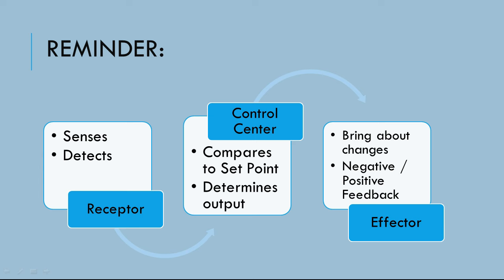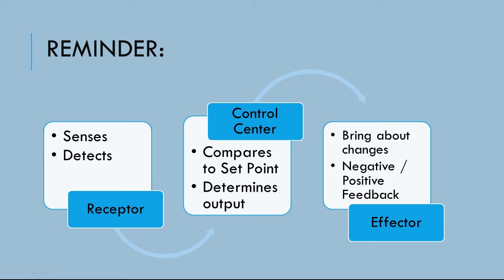Real quick, for example, if I think about the optic nerve in my eye, it would be sensitive to light. The control center would be my brain that says it's too bright, and the effector would be the muscles in your pupils to constrict. So we can think about it globally like that.